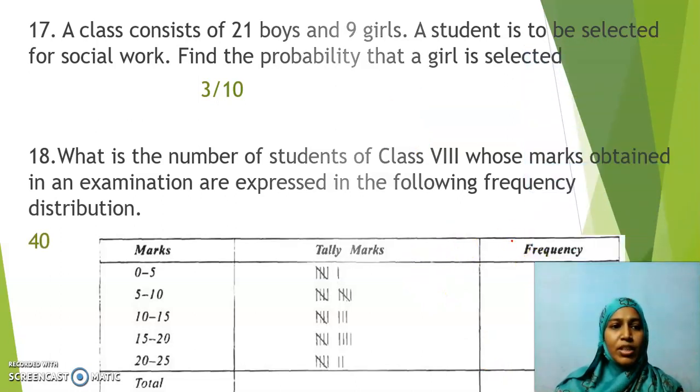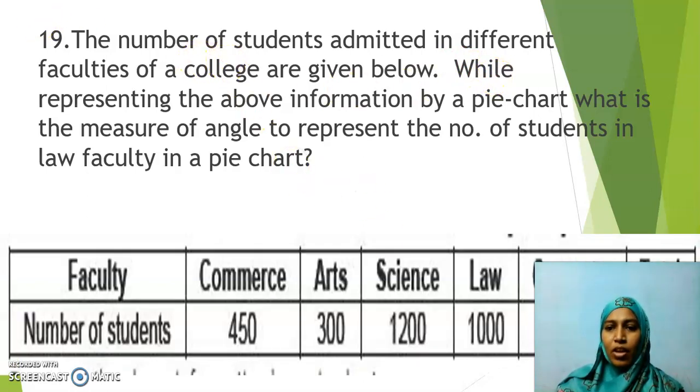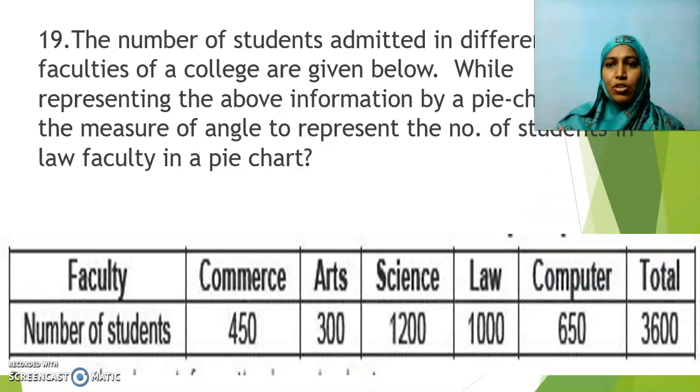Now, the next question is: the number of students admitted in different faculties of colleges are given below. Faculties in the sense branches. They may have departments, no? In different departments, students are being admitted. While representing the above information by a pie chart, now we are going to draw a pie chart. To draw a pie chart, I should know the measure of angle to represent the number of students in law faculty alone. I am not asking you to find the angle for all the things.